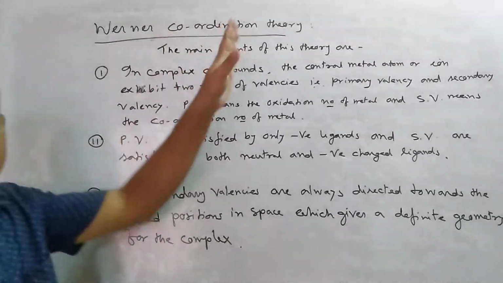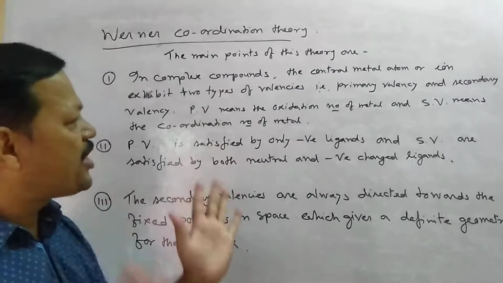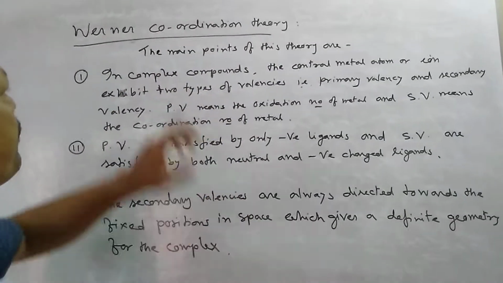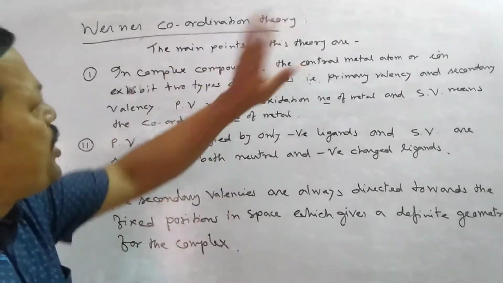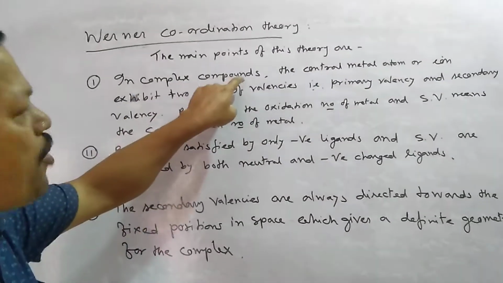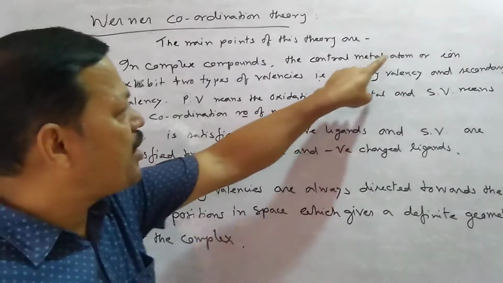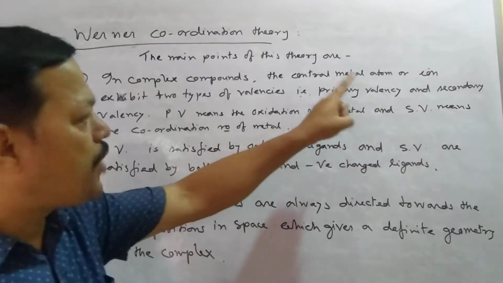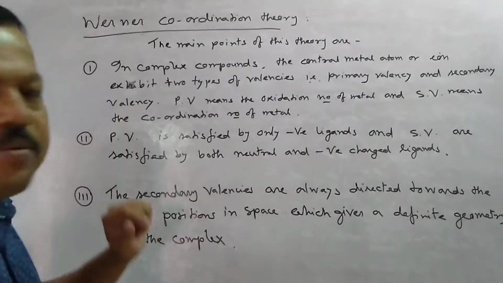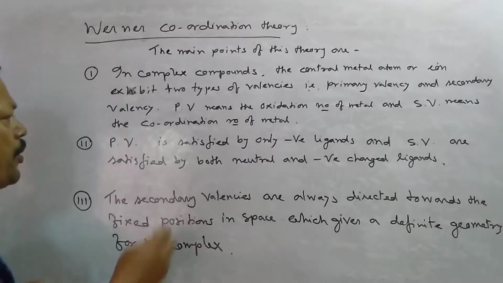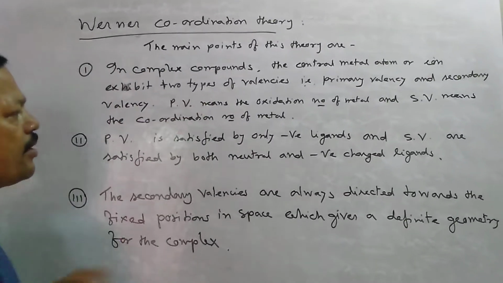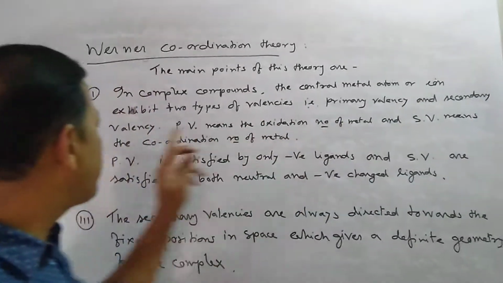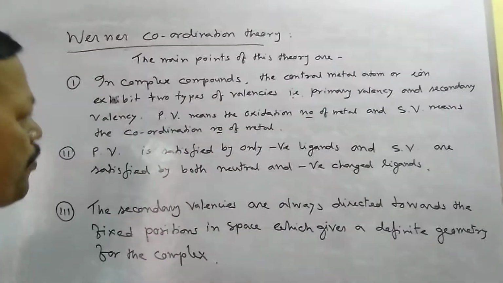Okay, Werner's coordination theory I have already explained. Now you can write from this. These are the main points. The main points of this theory are: in complex compounds, the central metal atom or ion exhibits two types of valency, that is primary valency and secondary valency. Primary valency means the oxidation number of the metal, and secondary valency means the coordination number of the metal.